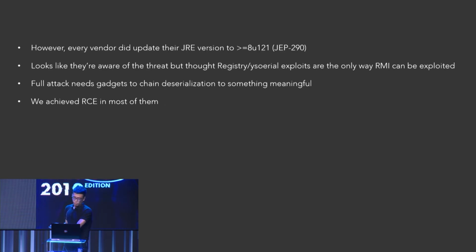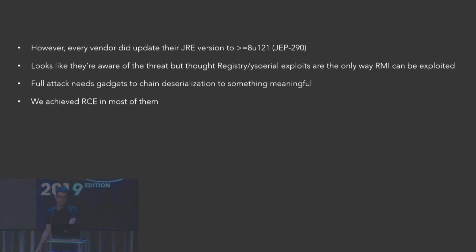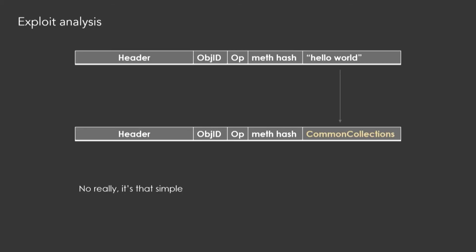Yeah, so cool. But one more thing is that every vendor did update their JRE version to after JEP 290, which is the 1.2.1 version. So it looks like they are aware of the registry and the DGC exploits, but thought that they are the only way that RMI can be exploited. So we achieved RCE in most of them through some more gadget chains. This is a very simple exploit analysis. It sounds complicated, but when it works under the hood, it's very simple.